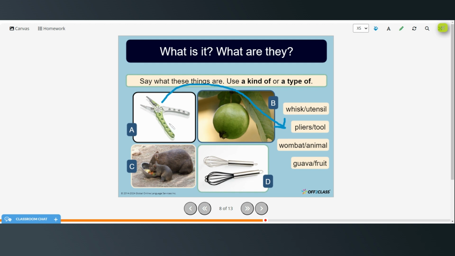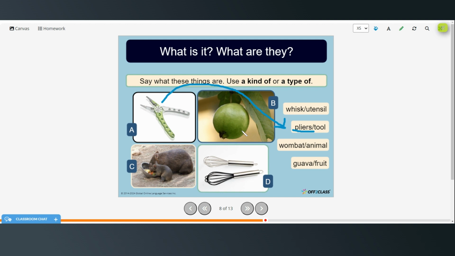And pliers is a little bit different because we only have one set of pliers, but they have two parts, so we always consider those plural. Sort of like scissors or pants. Even though they're only one thing, we would consider them plural. So what are they? They are pliers. They are a type of tool.